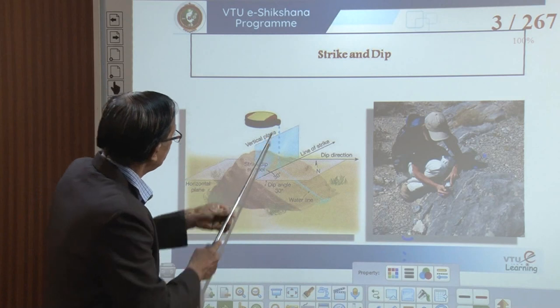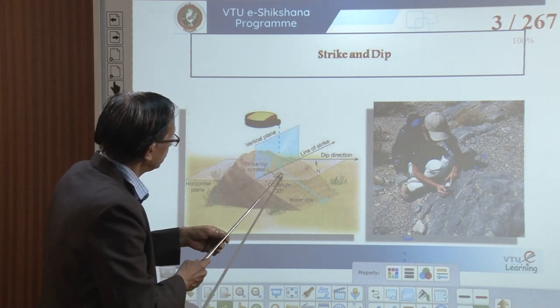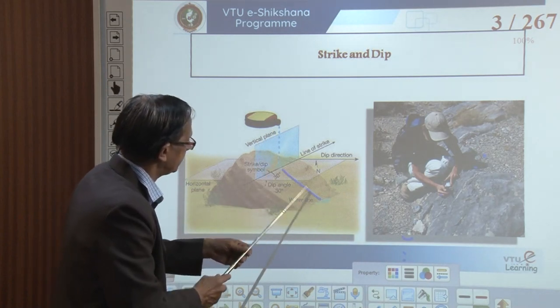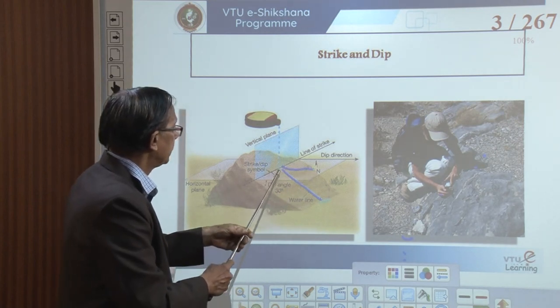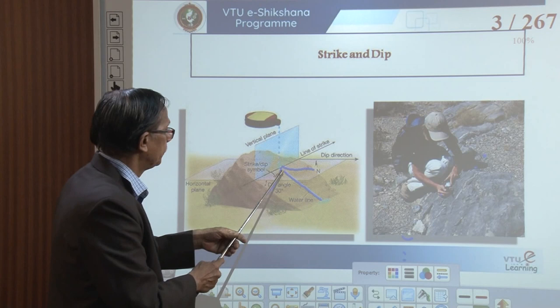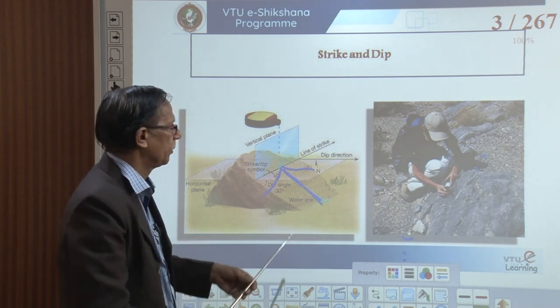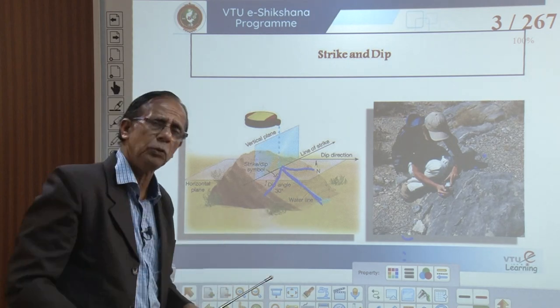Therefore, if I pour water on the sloping surface, it flows like this. That is a true dip. It may flow like this, it may flow like this, but it flows very rapidly in one direction first. That is the direction of a true dip.